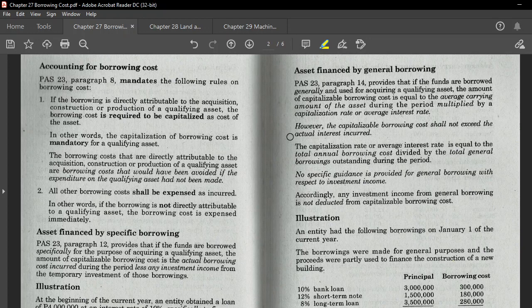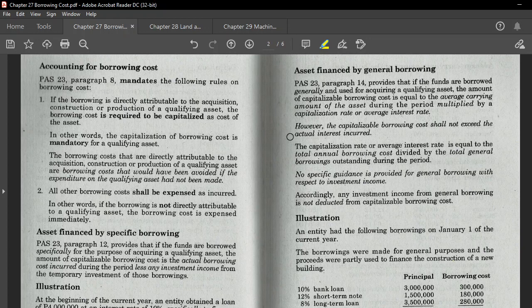Pero pag sinabi natin general borrowing, this fund that you loan is used for many purposes. So, hindi talaga specifically for the construction or for the construction of a PPE.